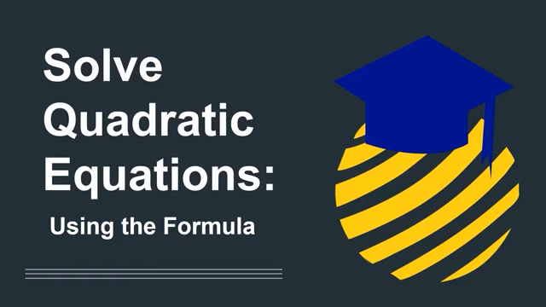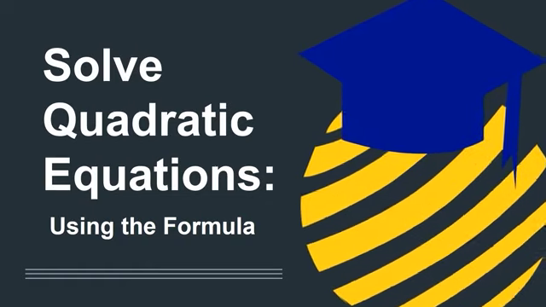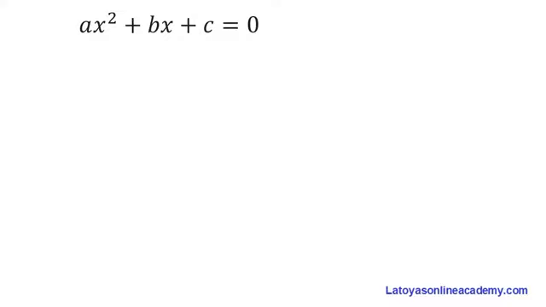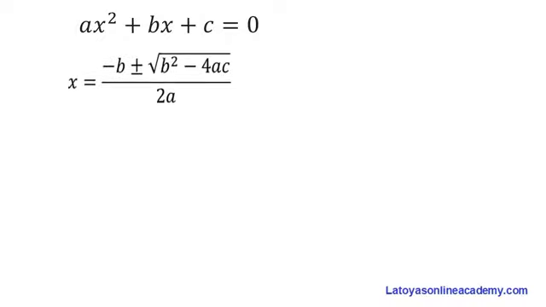Today we'll be solving quadratic equations using the quadratic formula. Now the general form of a quadratic is ax squared plus bx plus c is equal to 0, where a is the coefficient of x squared, b is the coefficient of x, and c is the constant term. The quadratic formula is x is equal to minus b plus or minus the square root of b squared minus 4ac over 2a.